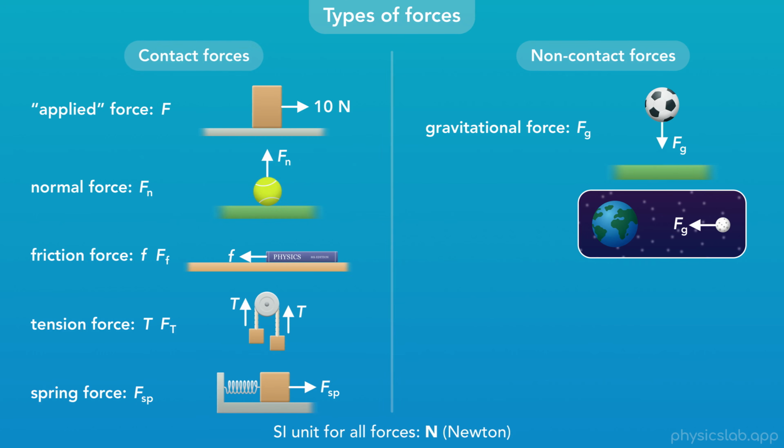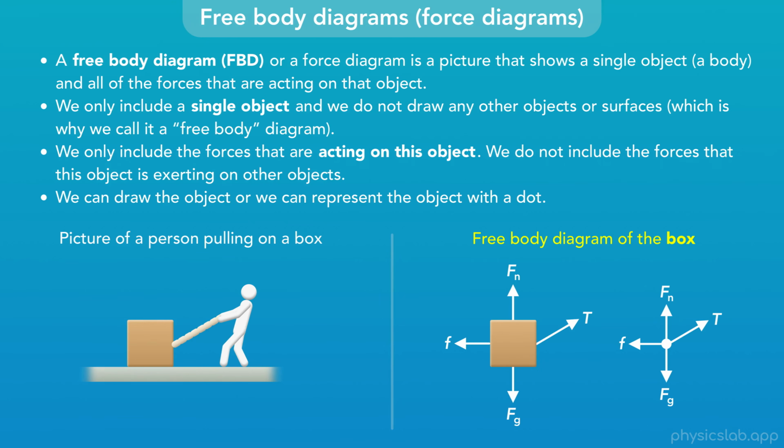But all of these are forces, they're just a push or a pull on an object. They all use the SI unit of newtons, and we're going to use all of them with Newton's laws of motion in the same way. A free body diagram, or a force diagram, is just a picture that shows a single object, a body, and all of the forces that are acting on that object.